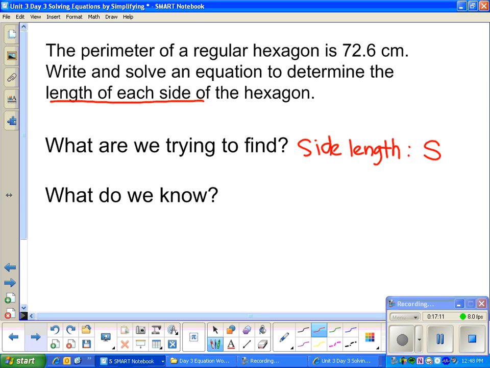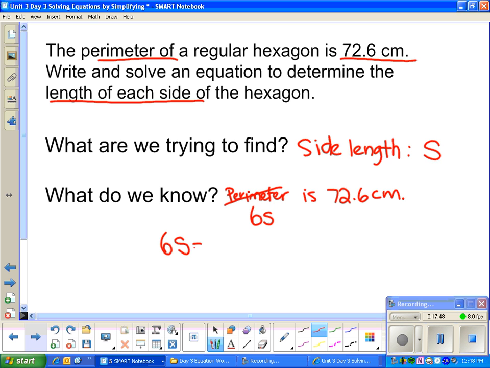Okay. So what do we know? I know that my perimeter is 72.6 centimeters. I also know there are 6 sides in a hexagon. So the perimeter is going to be 6 times however much the side is, right? So my equation will say 6s is equal to 72.6 centimeters.